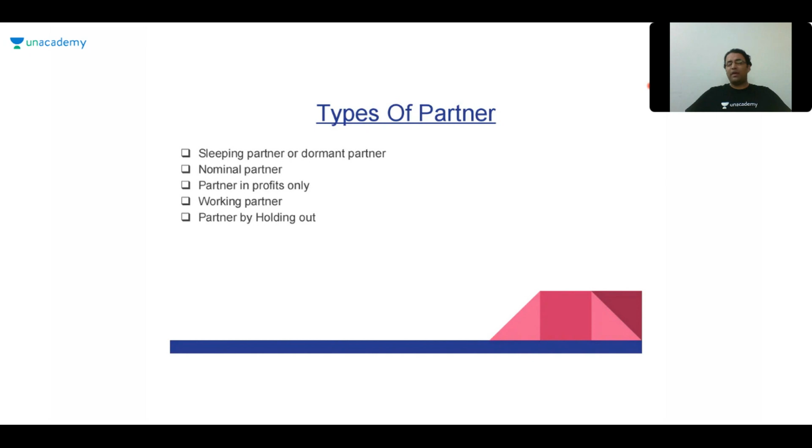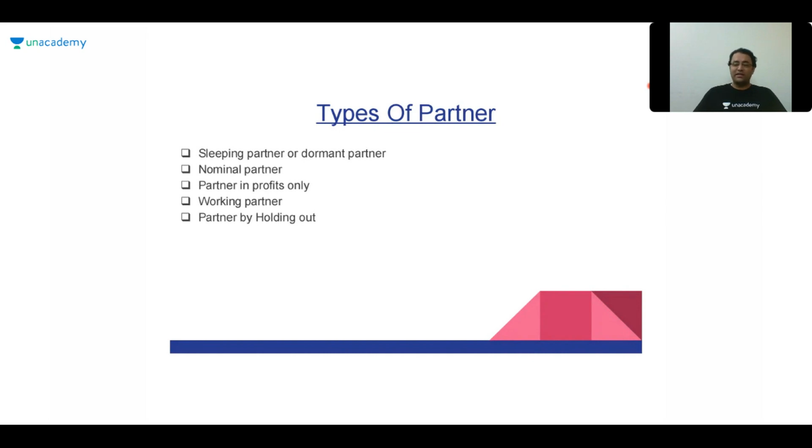A sleeping partner or dormant partner, like the name says, is a partner who is dormant. He does not take part in the day-to-day running of the partnership firm, but only invests his capital and takes a share in the profit. He is not eligible for remuneration as well. He only oversees and invests the capital in the partnership firm. He does not work in the firm or put in efforts in running its day-to-day affairs.